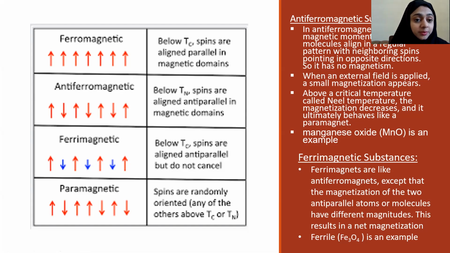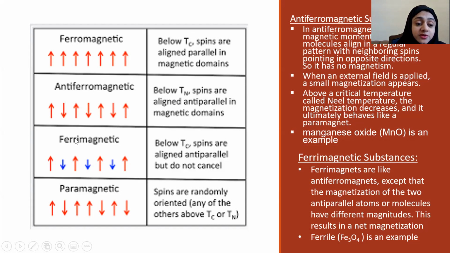So the critical temperature for a ferromagnet is usually referred to as Curie temperature, while the critical temperature above which the antiferromagnetic material does not show any magnetic property is referred to as Néel temperature. That's why it is written Tn here. Below Tn, the spins are aligned anti-parallel in magnetic domains. This is the difference between ferromagnetic and antiferromagnetic material.